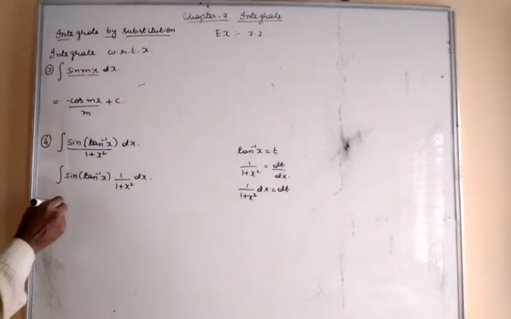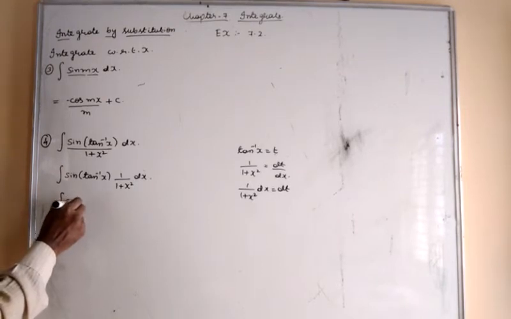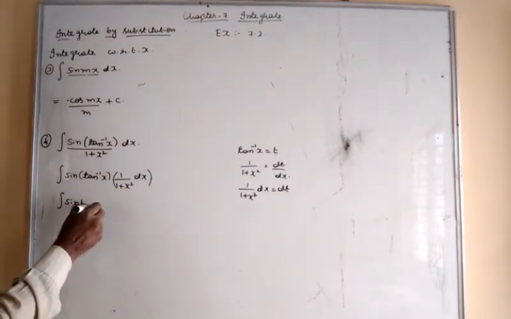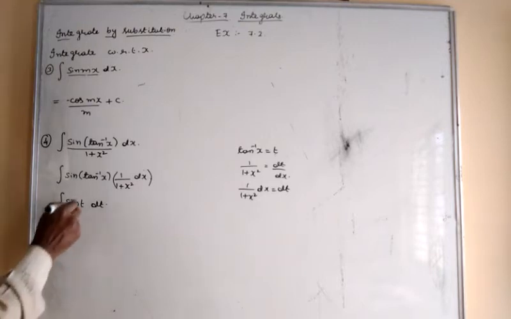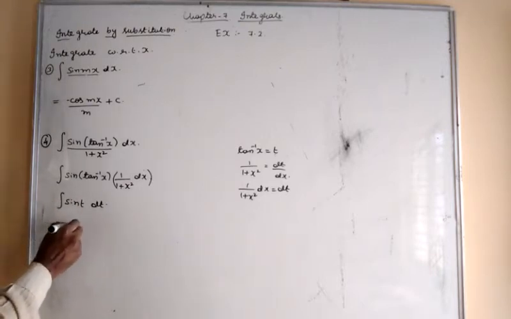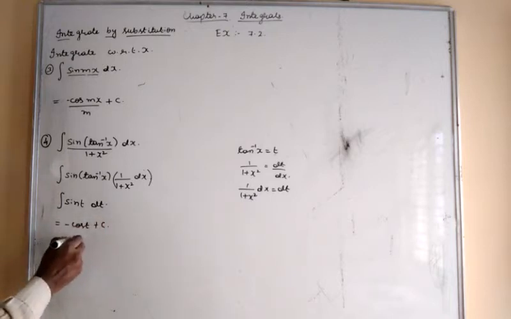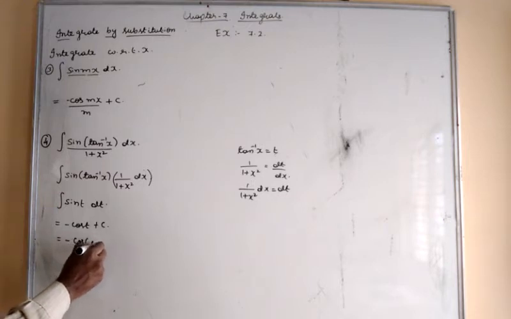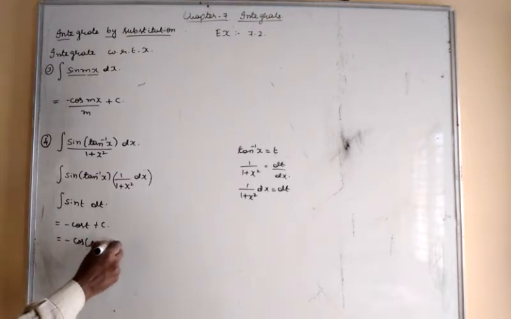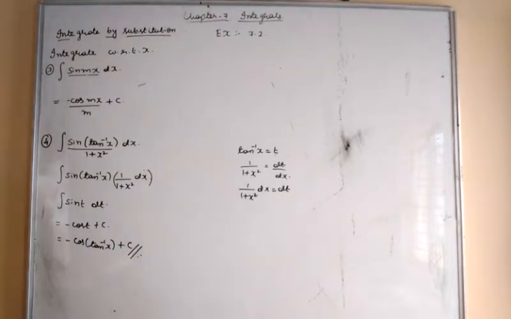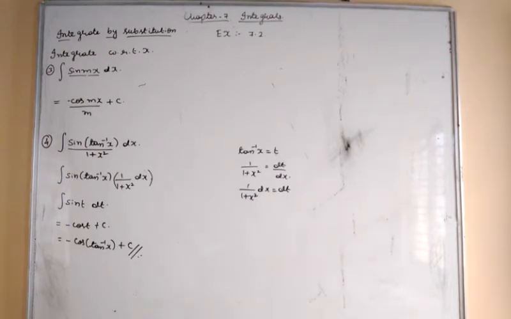Then let us substitute here sine of t, so we can write it as dt. Then the integration of this is minus cos t plus c. Substituting the value of t, it is minus cos of tan inverse x plus c. Okay, take down the next one.